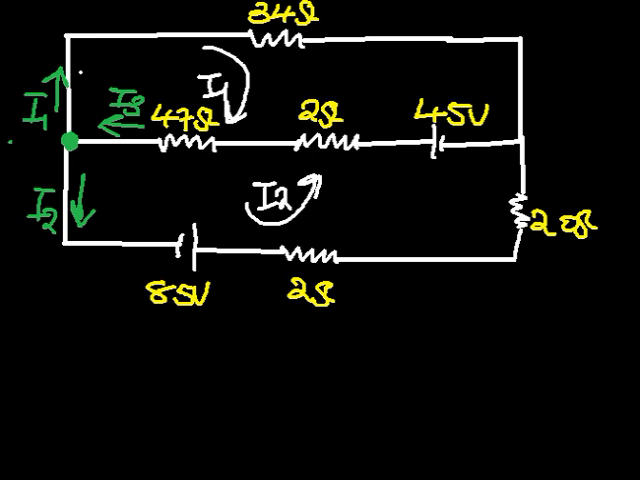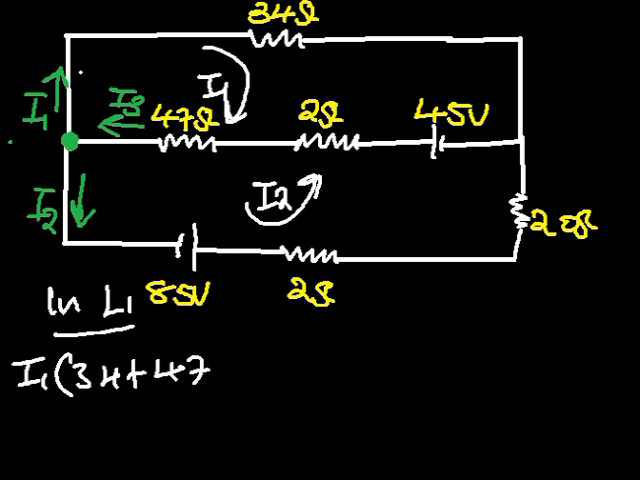So let's start with loop 1. We have to apply Kirchhoff's loop law in our loop 1. What is the current flow in loop 1? We have it as I1. Then what are the resistors that are found in loop 1? We have 34 plus 47. We have to sum them up, and we have it as 2.